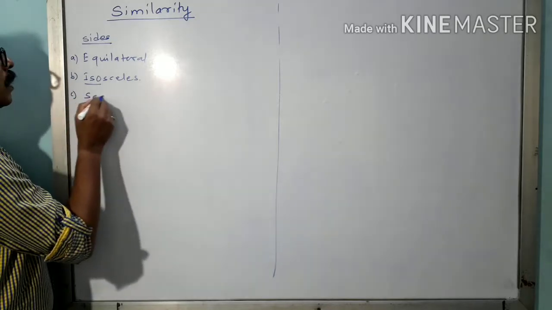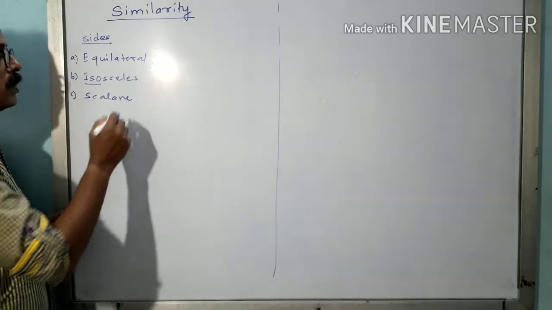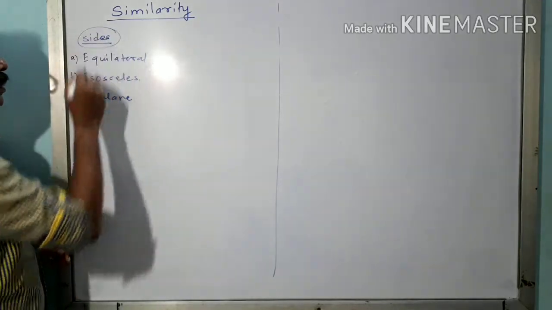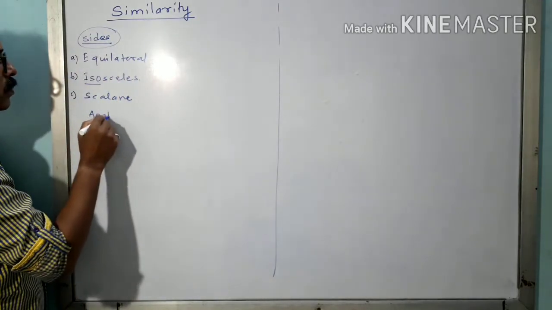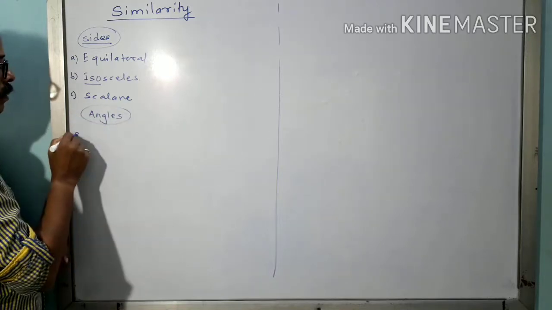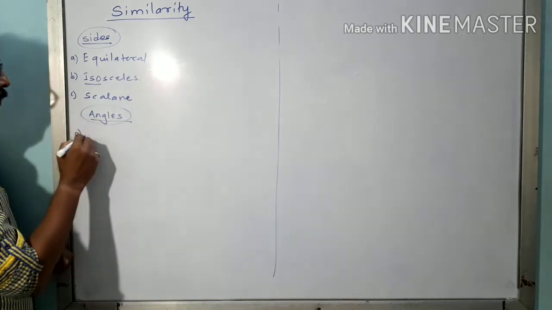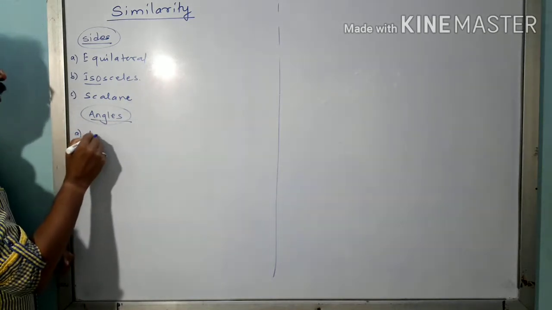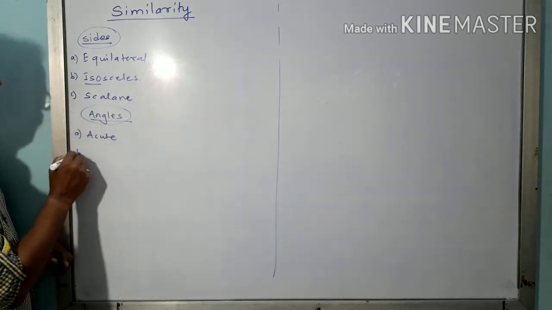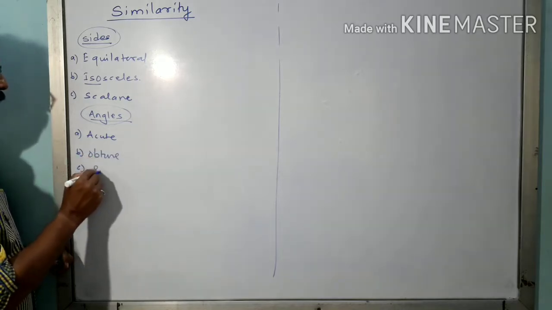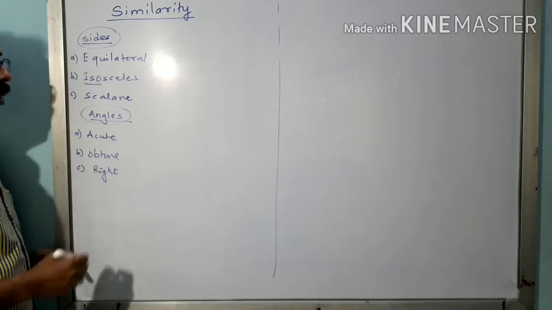Next is the scalene triangle. Scalene means no sides are equal. So this is about the sides we are talking. Then according to the measures of their angles, the first is acute angle triangle, second is obtuse angle triangle, third is right angle triangle. So again there are another three types.